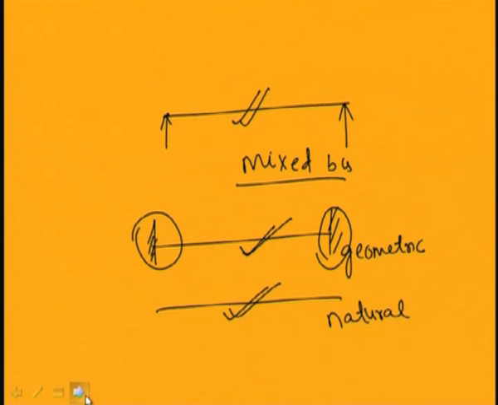Already we have derived the equation of motion for transverse vibration of a string, longitudinal vibration of a rod, and torsional vibration of a rod. In these cases we found the equation of motion to be of the form that is known as the wave equation.